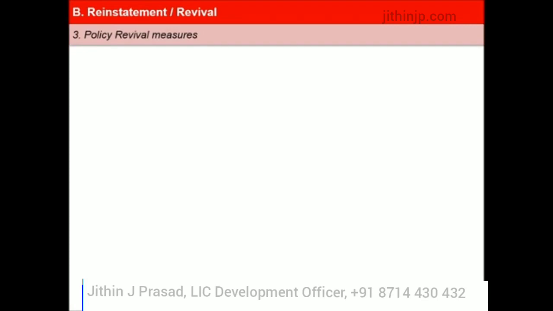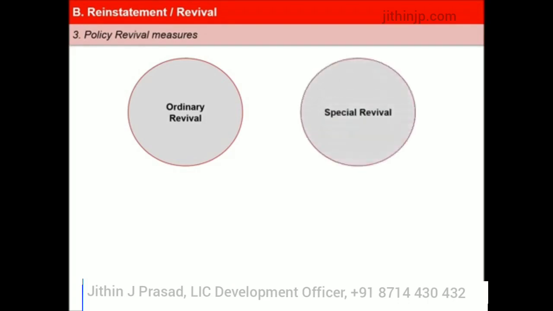The following are the policy revival measures. First, ordinary revival. It is the simplest form of revival that involves payment of arrears of premium with interest. It is effected when the policy has acquired surrender value. Second, special revival. It is used when a policy has not acquired minimum surrender value within 3 years. In such case, a new policy is written whose date of commencement is within 2 years of the original date of commencement of the lapsed policy.